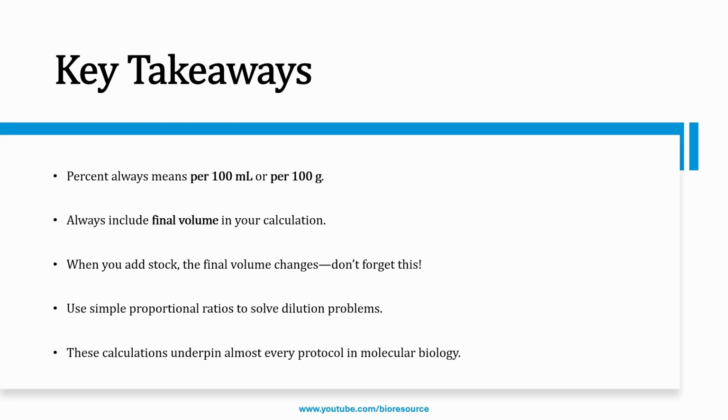So the key takeaways are percentage always means per 100 ml or per 100 grams. Always include final volume in your calculation. When you add stock, the final volume changes, and don't forget this. Use simple proportional ratios to solve the dilution problems, and these calculations underpin almost every protocol in molecular biology. You know that every day we use different ratios of buffers, calculation requirement for buffers and enzymatic reactions and other reagent preparations. So these will come handy when you practice it. It will be much easier and you won't make mistakes.